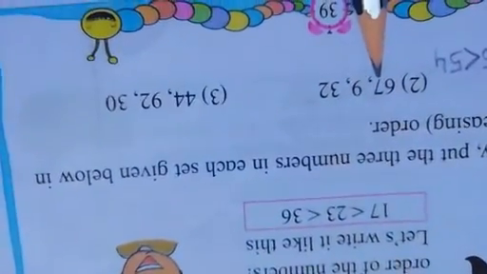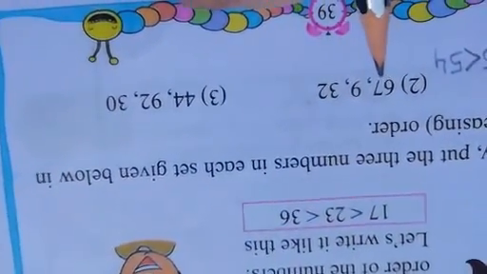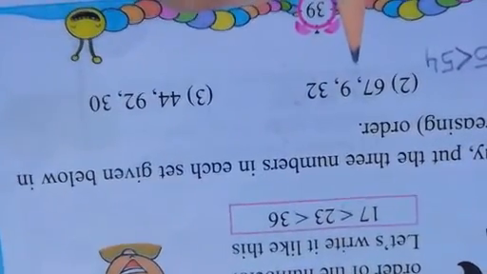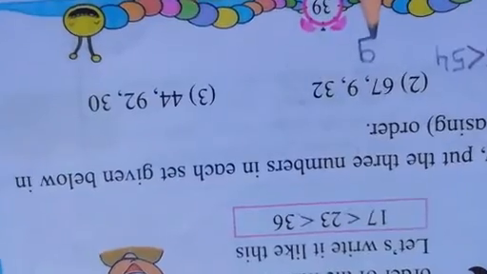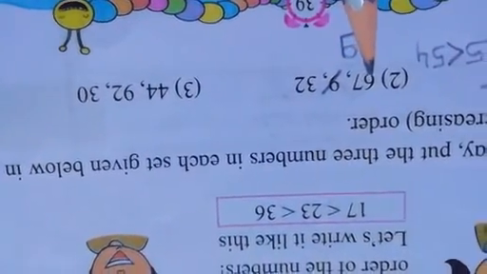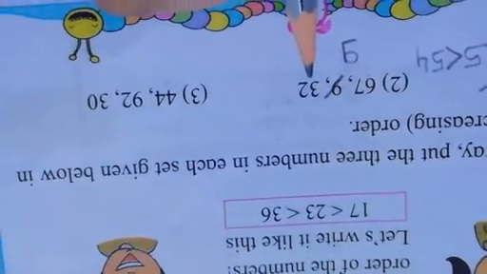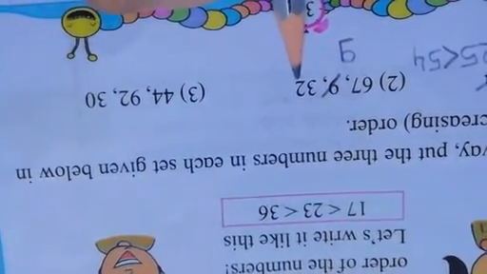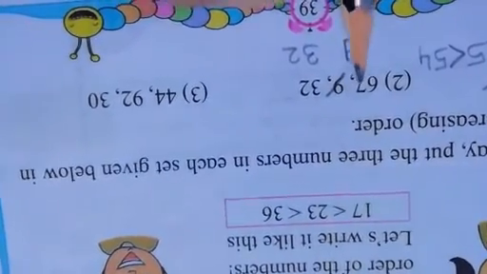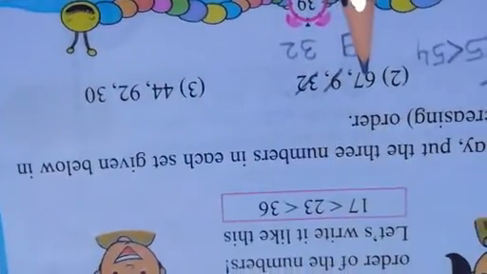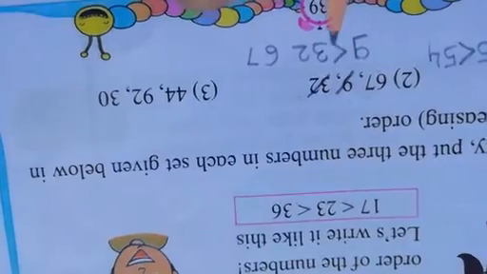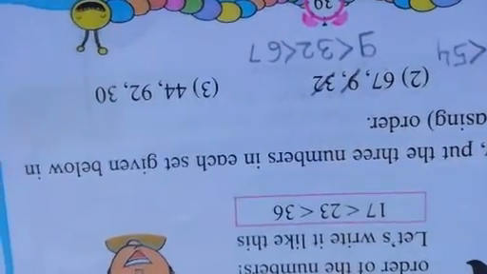Similarly, this set: 67, 9 and 32. From 67, 9 and 32, which number is less or smaller, we can say? Number 9. So cut down 9 and write it here. Now which numbers are left? 67 and 32. From 67 and 32, which number is smaller? 32. Then cut down 32. Then 67 remains. And in the middle you use this less than sign.